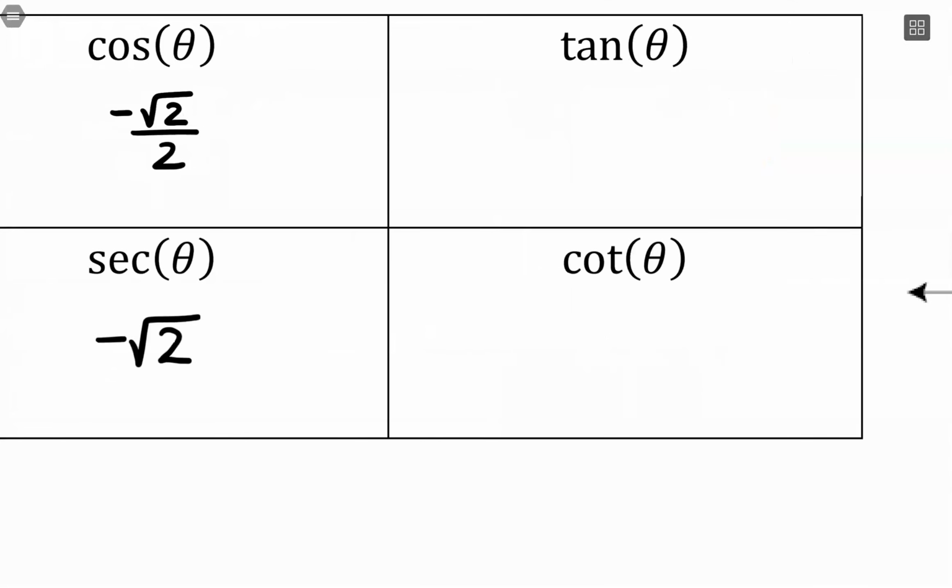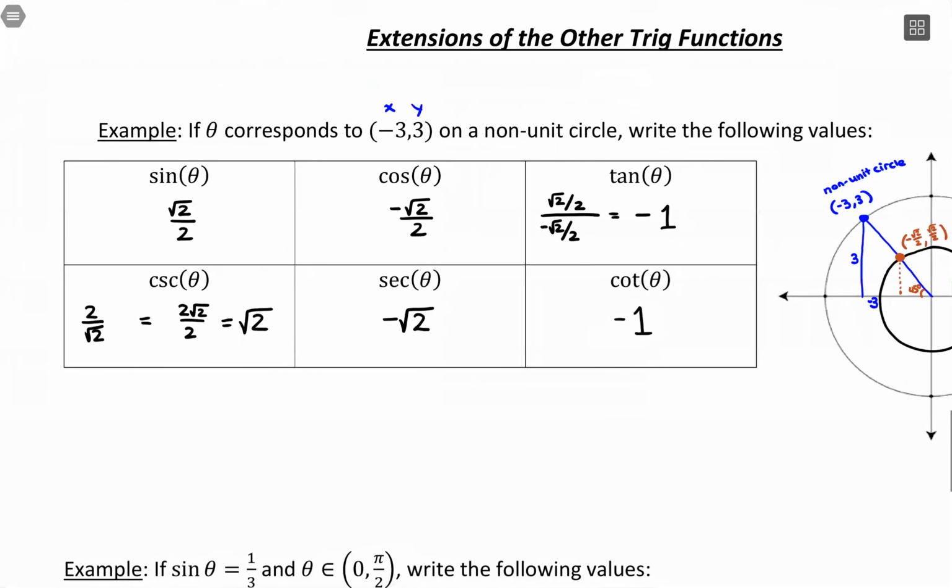Alright, tangent, we're going to take sine over cosine. So sine is √2/2. Cosine is negative √2/2. What this comes down to is positive divided by negative, so that's going to be negative, and then it's the same thing, which will give us -1. And in cotangent, we just flip that, which is also -1. So given that coordinate, we just have to scale it back down to the unit circle, and we can do that because they're the same distances that relates to our 45-degree angle.